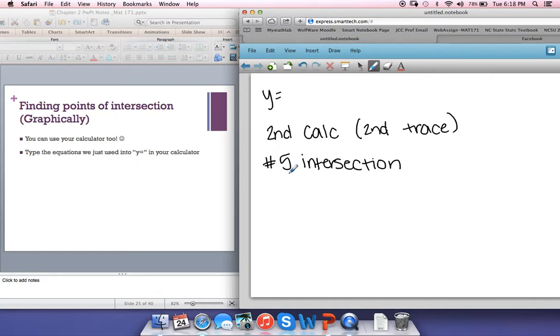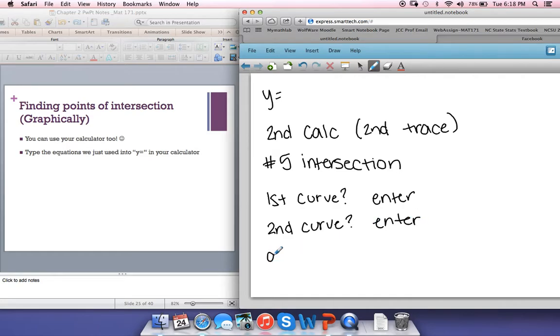And after that, let's see what's next. Number 5, intersection. It's going to take you to your graph. And it's going to say first curve. It's going to have a little blinking dot on one of your lines. And you're going to press enter. And then it's going to say second curve. And the blinking dot should be on the other line. And you're going to say, yep, enter.